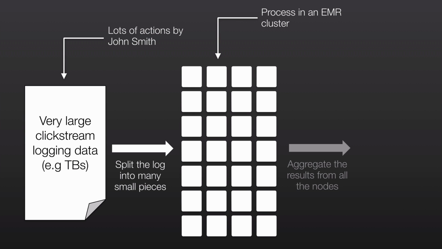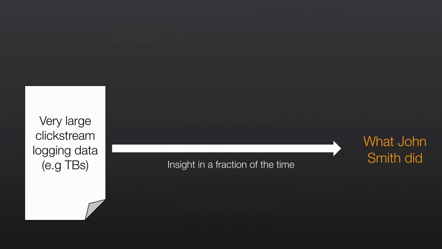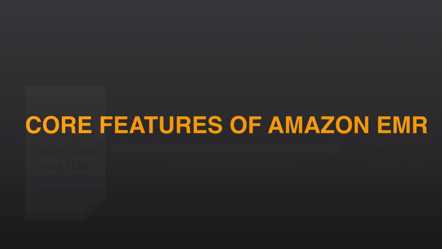This distributed processing allows you to aggregate the results from all the nodes together and ultimately extract your insight from that very large data set, and to do that in a fraction of the time of more traditional analytics approaches. So that's what Hadoop is in essence. The core features that EMR provides around that, in the sense that it's a framework for running Hadoop inside the AWS cloud. We touched upon this briefly already.